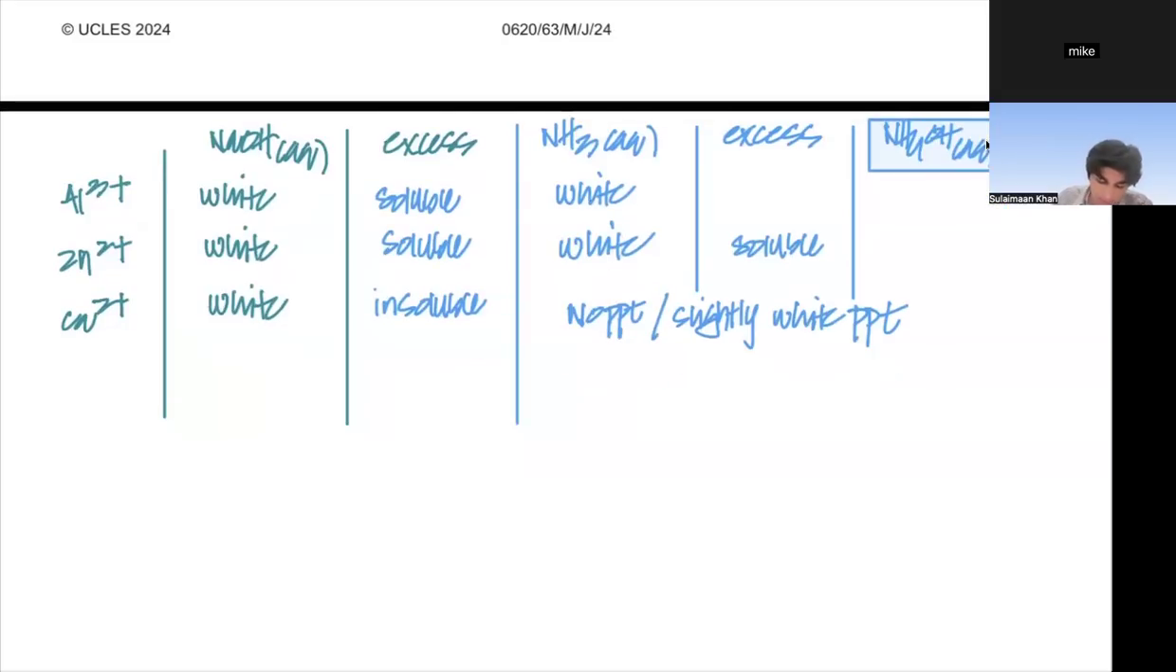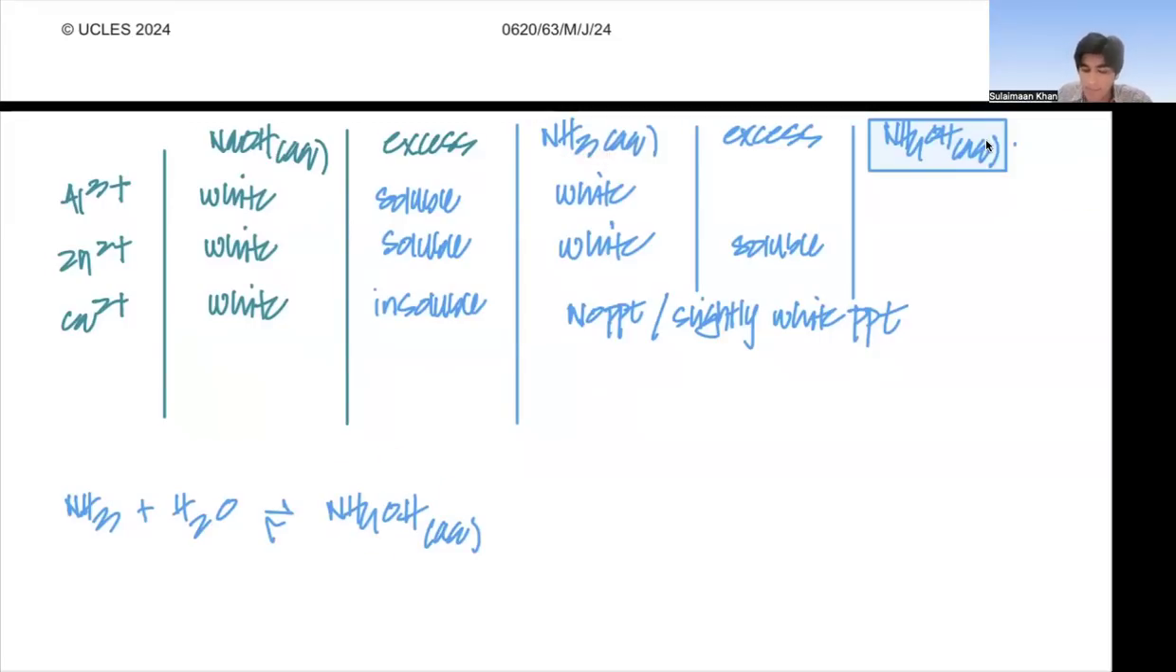Why does it mean aqueous ammonia? Because when you take ammonia gas and you bubble it through water, what does it give you? It gives you NH4OH aqueous, right? So when ammonia gas becomes aqueous ammonia, you could say it's ammonium hydroxide, or you could even say that it's ammonia aqueous, like this. Now, you need to understand that zinc 2+ is white, soluble, white, soluble. It remains the same throughout. But if you look at aluminum 3+, it's white, soluble, white, and then here it becomes insoluble. So that's the difference.